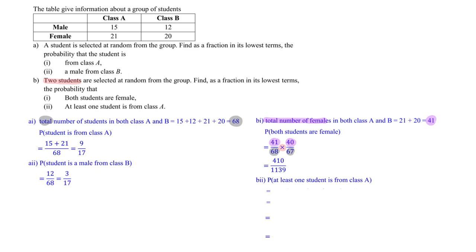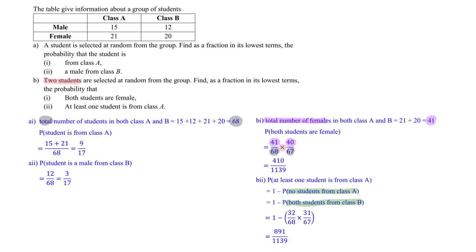Part 2. At least one student is from class A. How do I interpret that? Well, I can interpret this as 1 minus no student from class A. And what is no student from class A? No student from class A means the two students I've chosen, both are from class B.